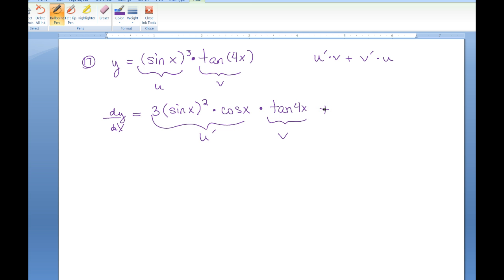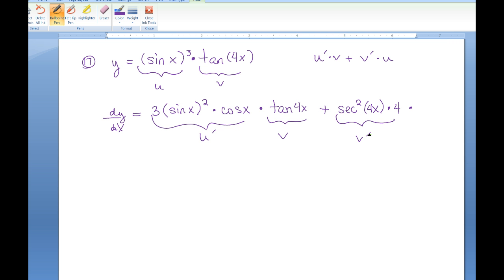Let me pause there. Questions? Not yet. All right, v prime. So derivative of tangent is secant squared. Keep the inside the same, that's 4x, times the derivative of the inside, which is 4, times, so this whole piece here was v prime. Because remember, I told you that each part has the chain rule within it.